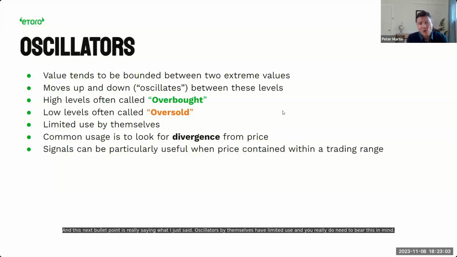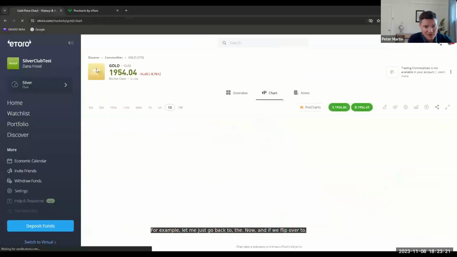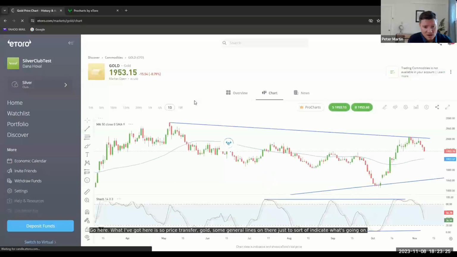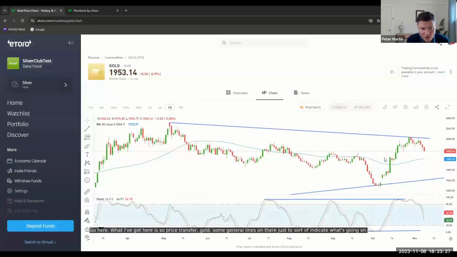And this next bullet point is really saying what I just said. Oscillators by themselves have limited use, and you really do need to bear this in mind. Some of these oscillators are really popular, some of the ones we're going to look at. For example, let me just go back to the eToro platform here now, and if we flip over to gold, what I've got here are price charts of gold, and you can see I put some general lines on there just to indicate what's going on.